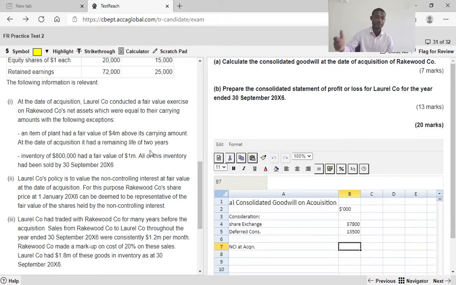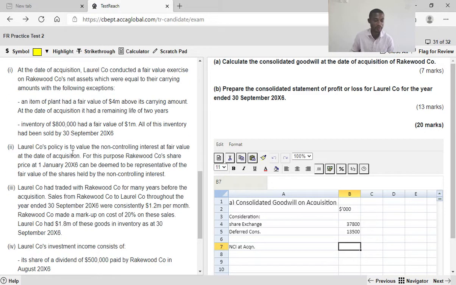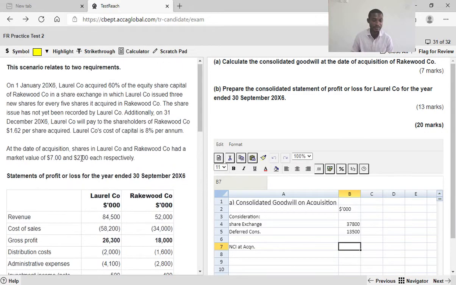So this is for fair value depreciation. Inventory of 800,000 had a fair value of 1 million. So the fair value adjustment here will be 200. And all the inventory has been sold at date. Now, point number 2, Laurel Co's policy is to value the non-controlling interest at the fair value at the date of acquisition. For this purpose, Raku's share price at 1st January can be deemed to be representative of the fair value of the shares held by the non-controlling interest. And that is what we need. So here, the price we were given as 2 is what we'll use.